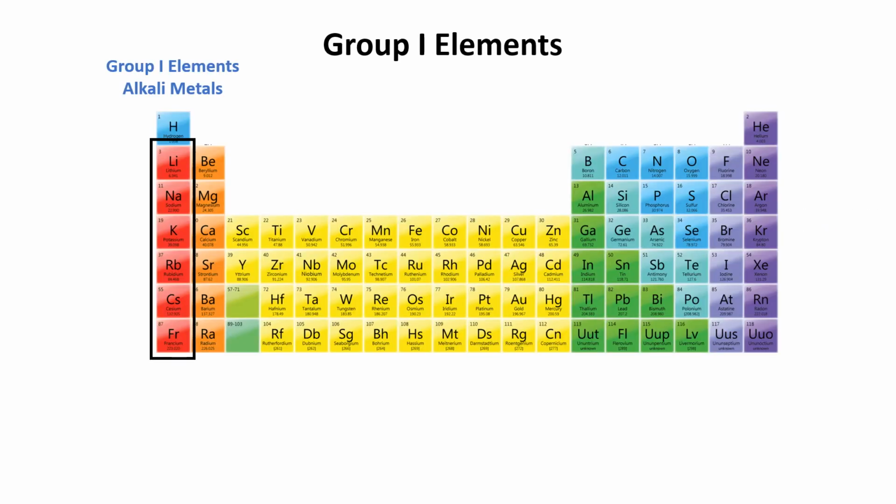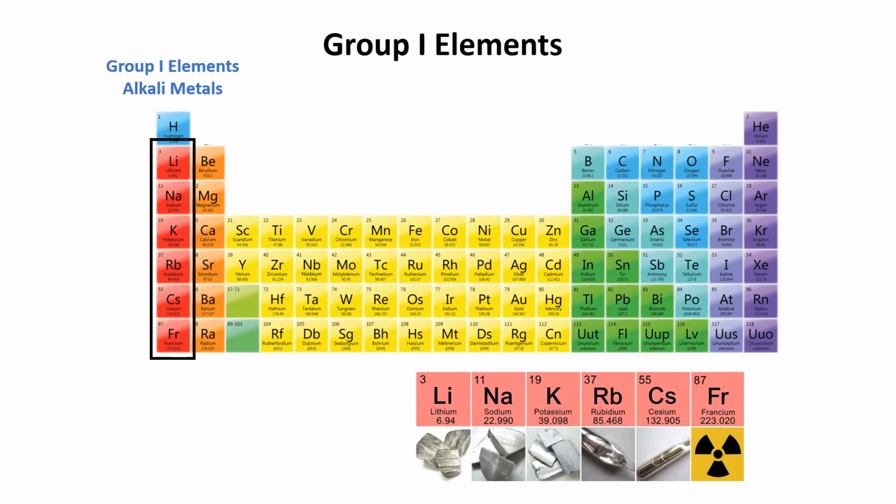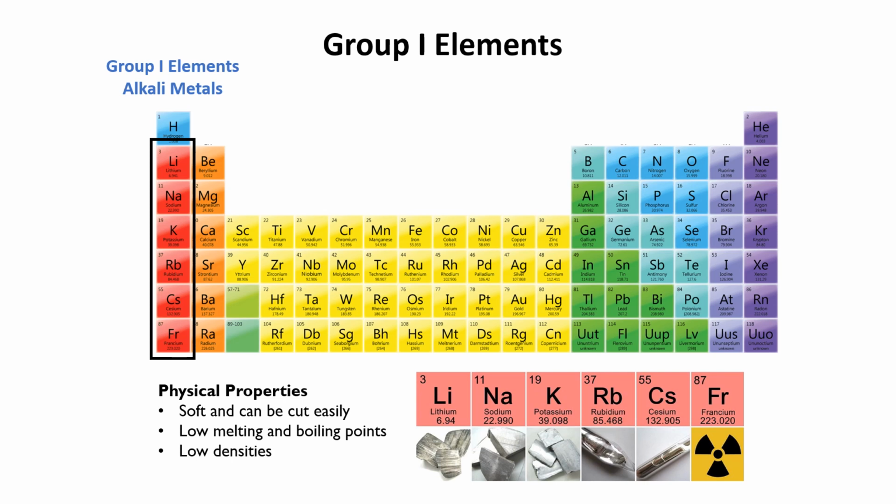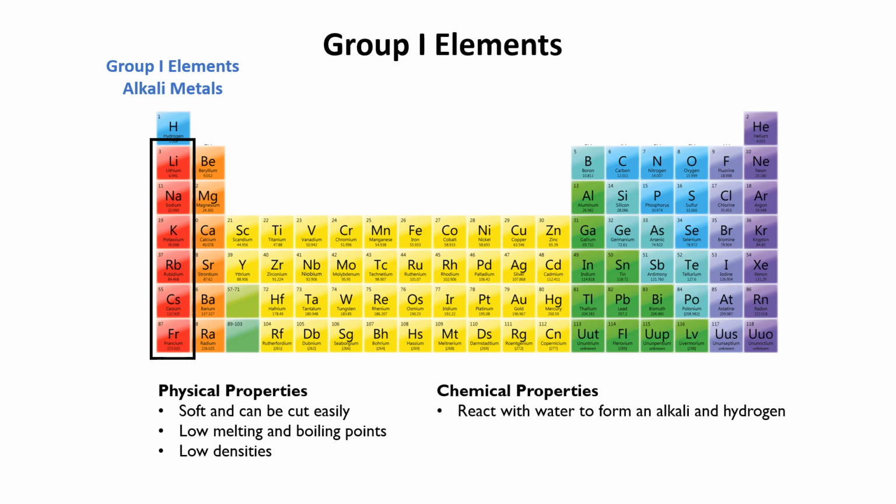Now we look at group 1 elements, which are the alkali metals. For physical properties, they are soft and can be cut easily. They have low melting and boiling points. They have low densities. For chemical properties, they react with water to form alkali and hydrogen. They are strong reducing agents, and they form ionic compounds.